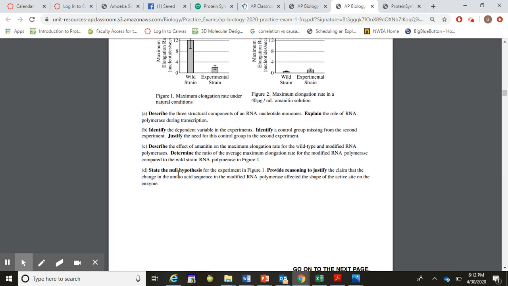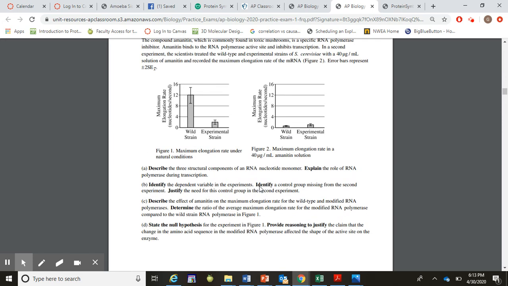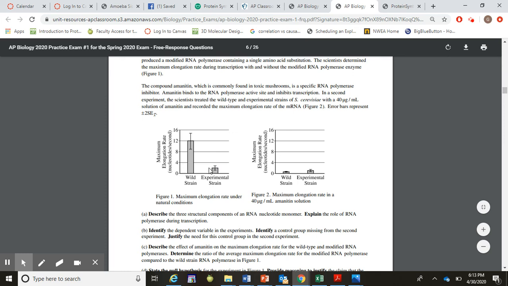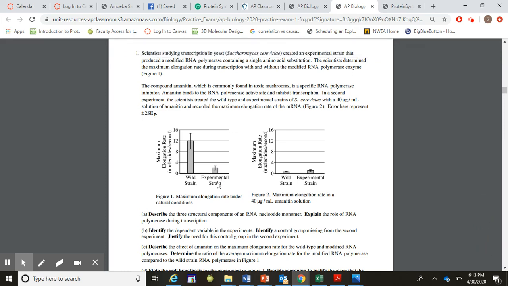Okay. State the null hypothesis for the experiment in figure 1. Provide reasoning to justify the claim that the change in the amino acid sequence in the modified RNA polymerase affected the shape of the active site on the enzyme. All right, so if you guys remember, a null hypothesis states that the independent variable has no effect on the dependent variable. So first, when I read that one, I had to go back and say, what was being tested in figure 1? Well, figure 1 is just looking at the elongation rate of the wild strain versus the experimental strain. So what is the difference between these two? Well, the difference is that the experimental strain has modified RNA polymerase.